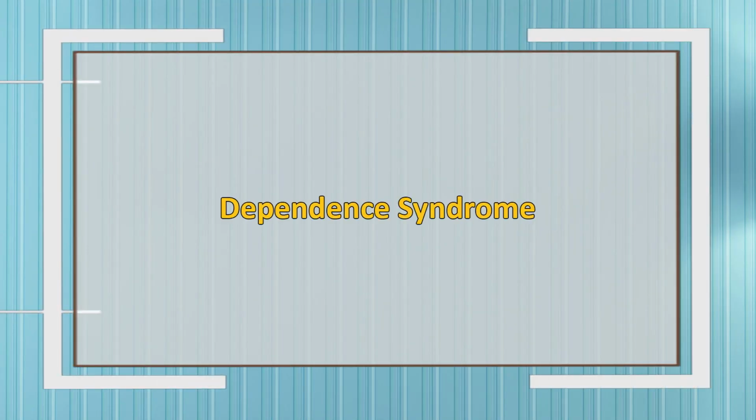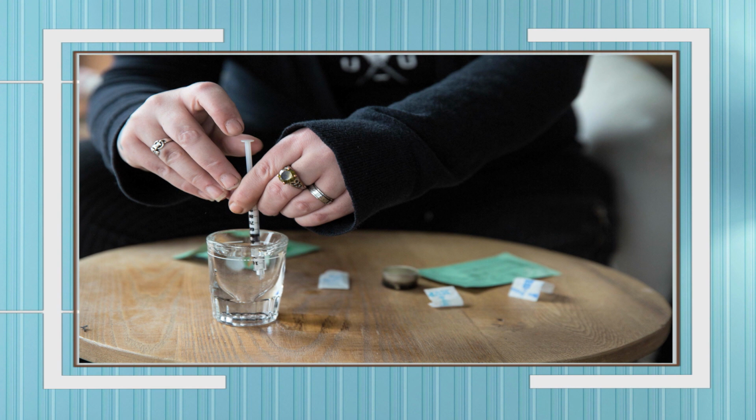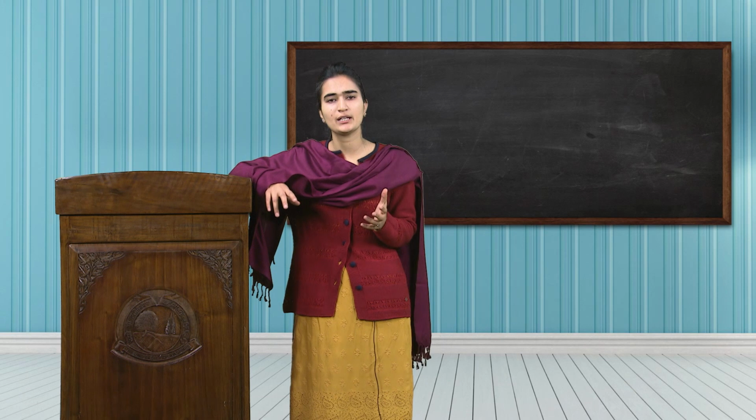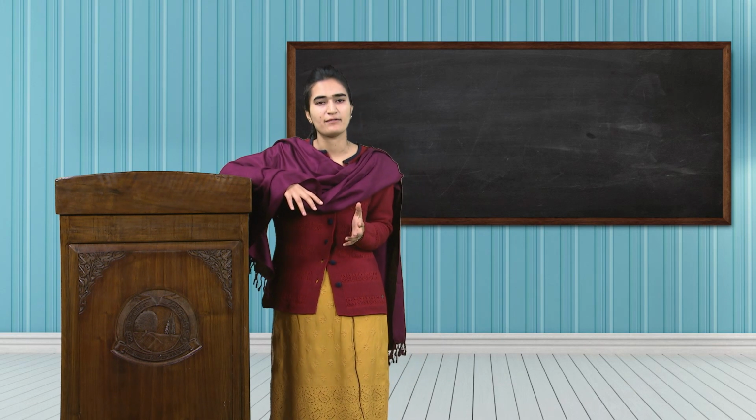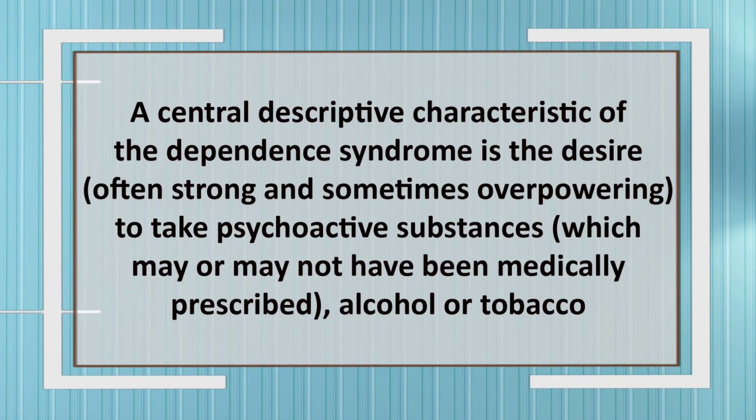Now coming to the third one, that is dependence syndrome. The dependence syndrome is a cluster of physiological, behavioral and cognitive phenomena in which the use of a substance or class of substances takes on much higher priority for a given individual than other behaviors that once had greater value. A central descriptive characteristic of dependence syndrome is the desire, often strong and sometimes overpowering, to take psychoactive substances, which may or may not have been medically prescribed, alcohol or tobacco.